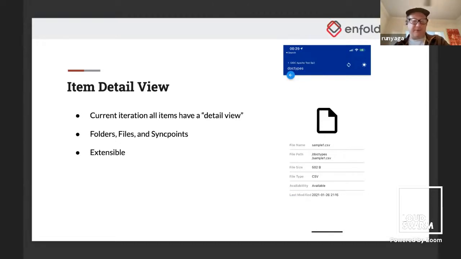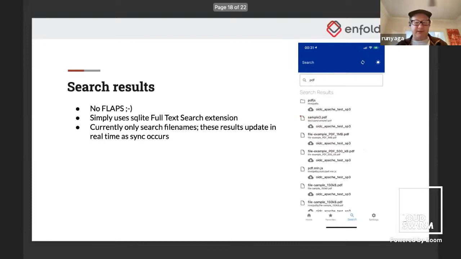So an item detail view, an extensible way, everything has some sort of item view on it. Search results, definitely no flaps, just searching file names right now, but we can plug that in using SQLite, using PSPDFKit's text extraction, and just shoving it into SQLite full text search. Again, it's not really complicated, but really most people are only searching the file names.